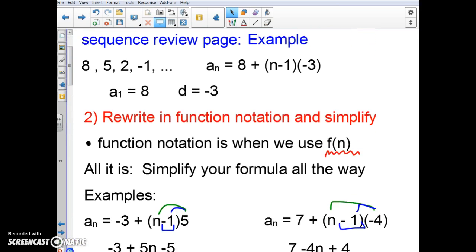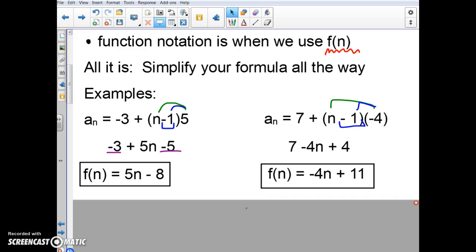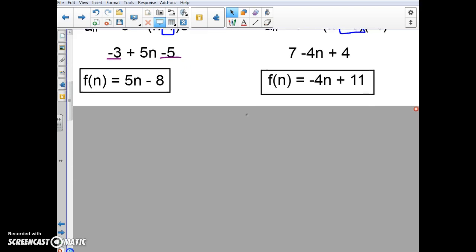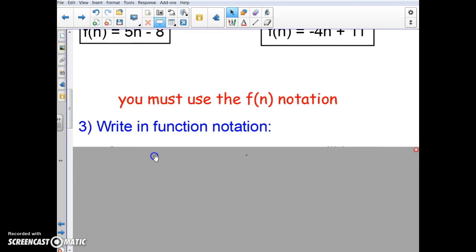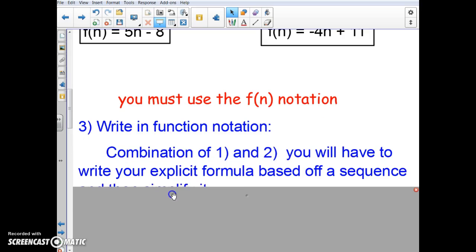All right, so the third thing on our list is, as it slowly scrolls, and there's just a reminder, you must use that f of n notation.